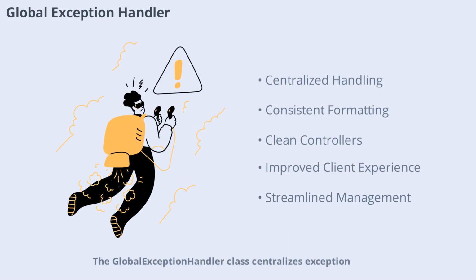The GlobalExceptionHandler class centralizes exception handling for your entire application. Using @RestControllerAdvice, it intercepts exceptions thrown by controllers and returns standardized ApiResponse objects. Methods annotated with @ExceptionHandler handle specific exceptions, ensuring consistent error formatting and improved client experience. This setup streamlines error management and keeps your controllers clean.